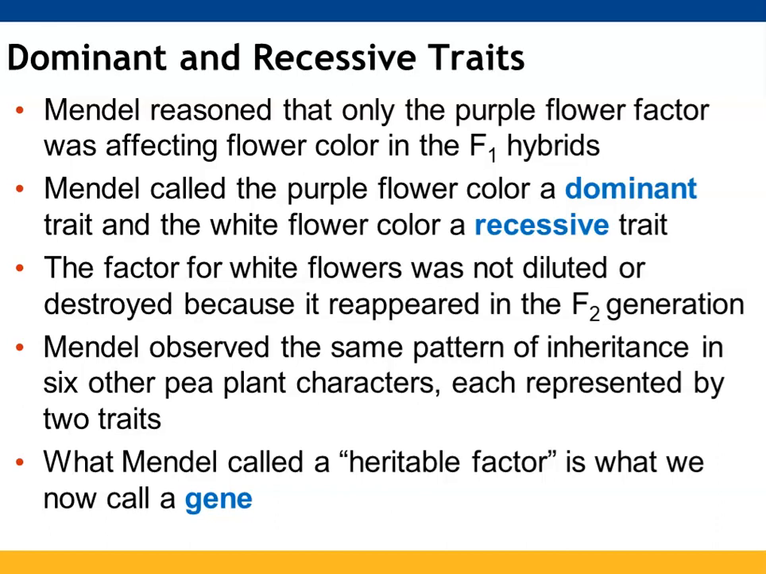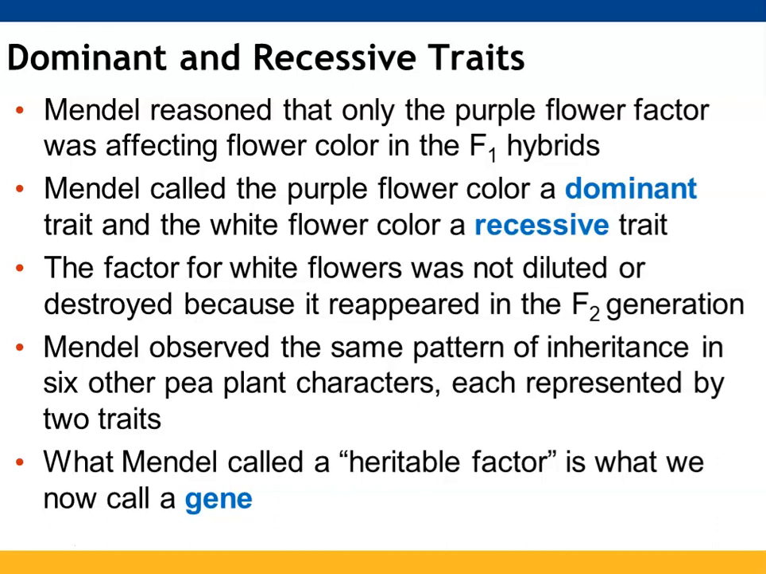So Mendel's thought was that the purple flower was the primary factor affecting the flower color in your F1 hybrids, and that color was known as a dominant trait, while the white flower color that was not seen in the F1 generation was a recessive trait. The alleles, the factors for the white flower, were still there. It just didn't show up in F1 because you didn't have both factors from mom and dad.